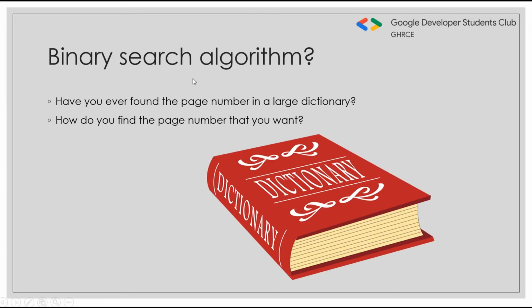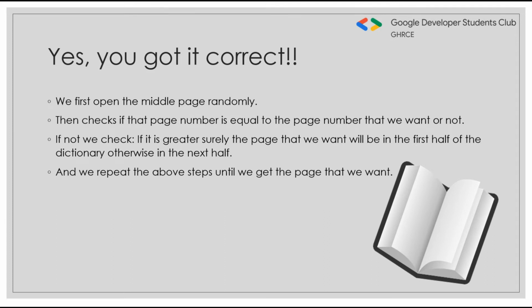Now let's see what the binary search algorithm is. Have you ever found a page number in a large dictionary? How do you find the page number that you want? Yes, you got it correct. We first open the middle page randomly, then check if that page number is equal to the page number that we want or not. If not, we check if the page number which we found in the middle is greater. If it is greater, surely the page number that we want will be in the first half. Otherwise, it will be present in the next half. And we repeat the steps until we get the page number that we want.